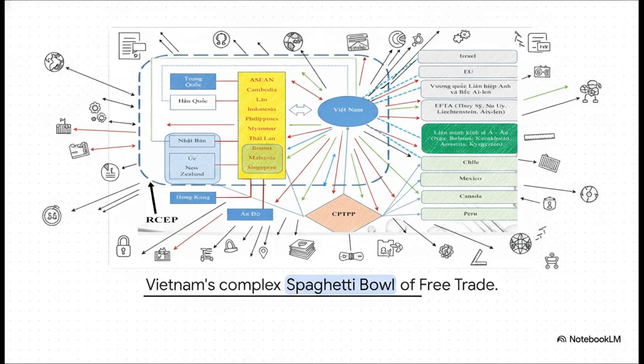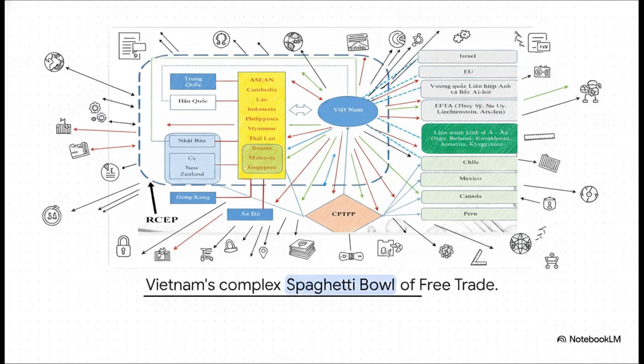Economists affectionately call this the spaghetti bowl effect, and it's pretty obvious why. Vietnam is part of ASEAN, the CPTPP, RCEP, and holds bilateral agreements with the EU, the UK, Japan, and honestly, so many more. Every single one of those lines represents a totally different agreement, with different tariff schedules, different rules of origin, and different technical standards. If a Vietnamese manufacturer wants to export a shirt to Europe versus exporting that exact same shirt to Japan, they have to navigate entirely separate legal frameworks.